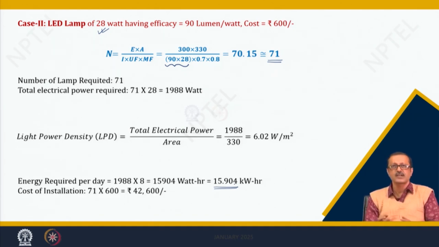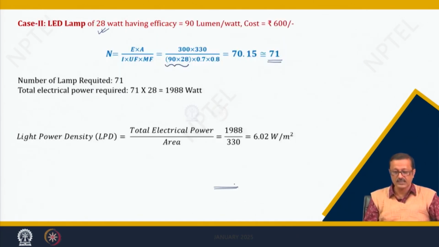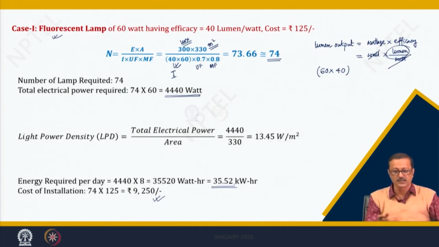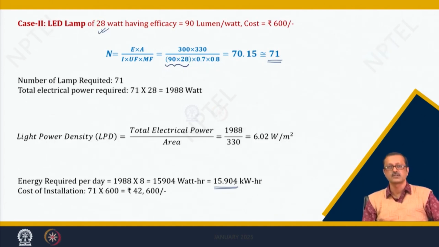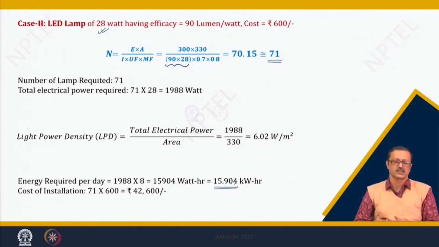But the installation cost for 71 such lamps, at 600 rupees per lamp, is 42,600 rupees, whereas in the case of the fluorescent it is only 9,250 rupees. So, definitely the initial cost of installation of the LED is much higher.